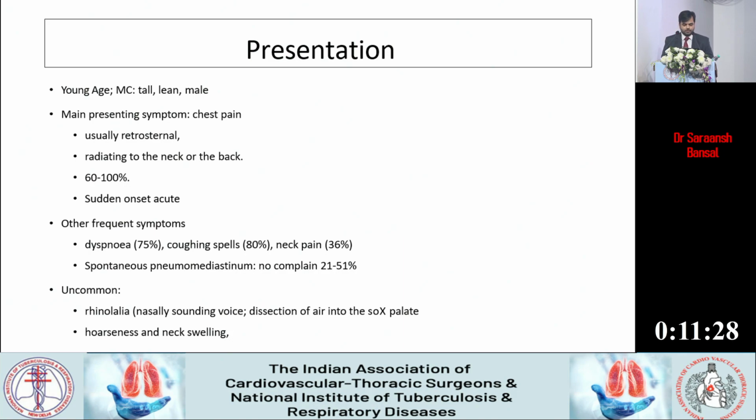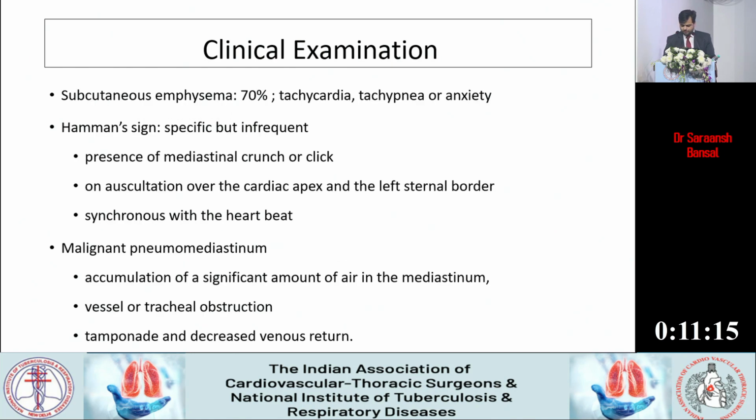Rhinolalia, which is a nasal sounding voice because air tracks up towards the neck, is an unusual and very rare finding, but it could also be found. There is hoarseness and neck swelling in some cases. On clinical examination, subcutaneous emphysema is one of the most common findings, found in 70% of patients, followed by tachycardia, tachypnea, anxiety. There's a classical Hammond sign, which is quite specific but infrequent, which is the presence of a mediastinal crunch or click on auscultation over the cardiac apex and the left sternal border. It's synchronous with the heartbeat.